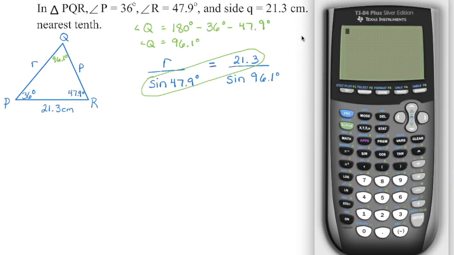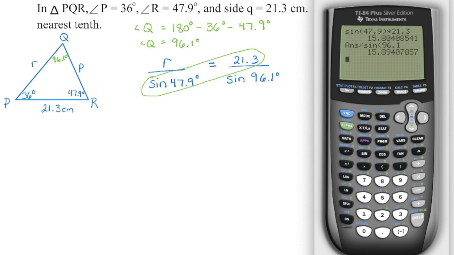Grab my calculator. So this time we're going to start with the sine of 47.9, and remember you have to close that bracket. We're going to multiply by 21.3, and then we're going to press equals. We need that product. We're going to divide that whole product by the sine of 96.1. And then because we're just looking for side length r at this point, that is side length r.